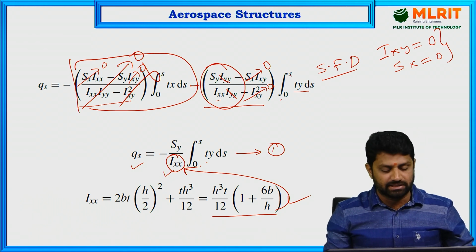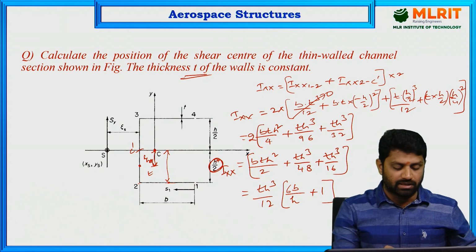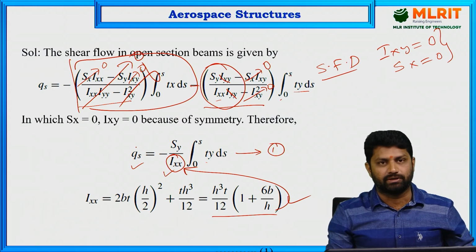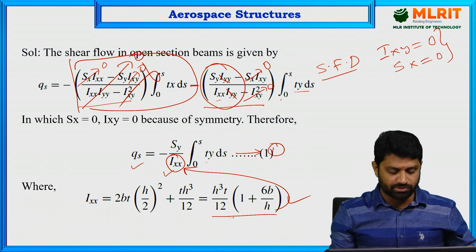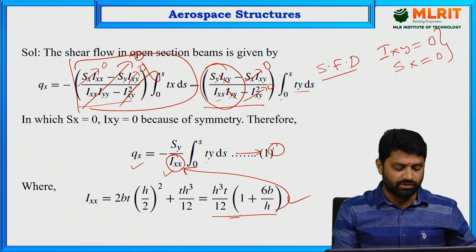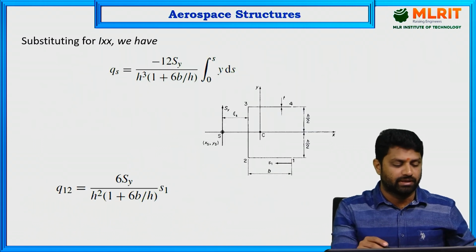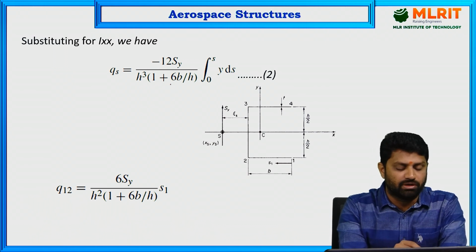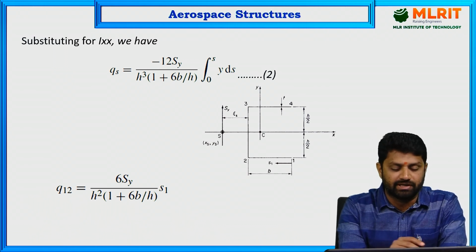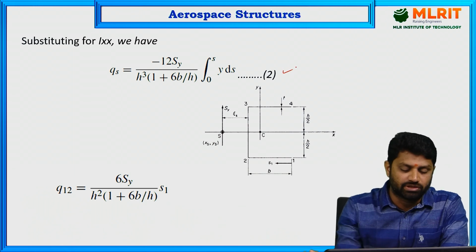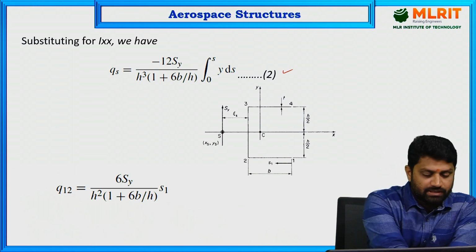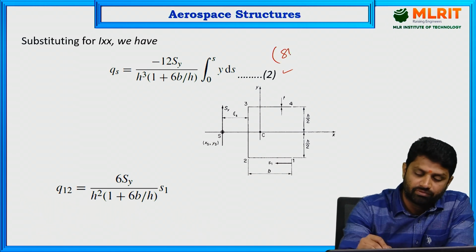So next thing is nothing but, once you get this distribution, you have to go on for finding shear flow for 1, 2 and 2c. Okay, that is important now. So when you try to substitute Ixx, whatever you get here, you are going to get qs equals to minus 12 Sy by h cube into 1 plus 6b by h integral 0 to s y ds. You can consider this as equation 2. Now for the flange 1, 2 you have to go. Okay, once you get this distribution. So this is a shear flow distribution.